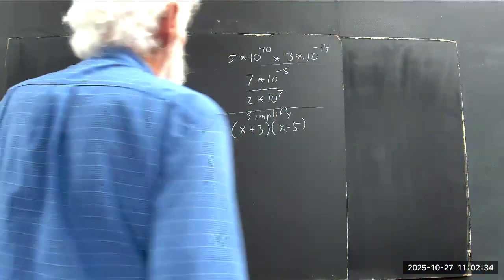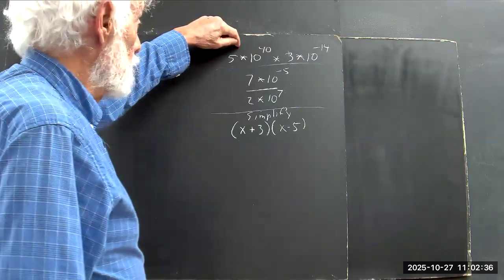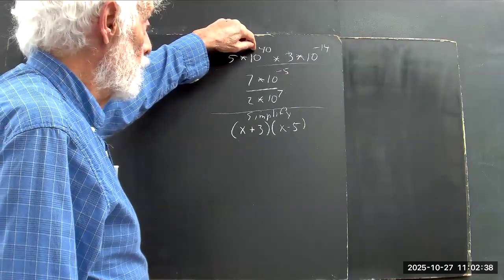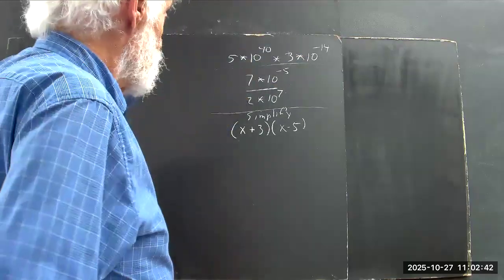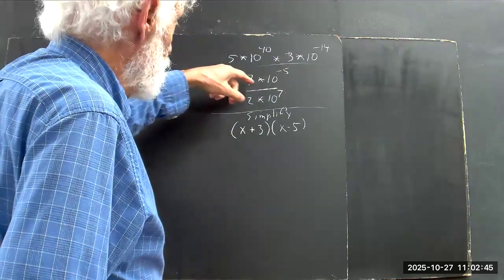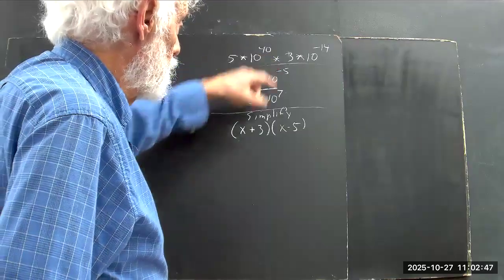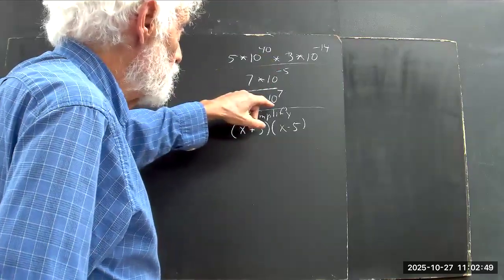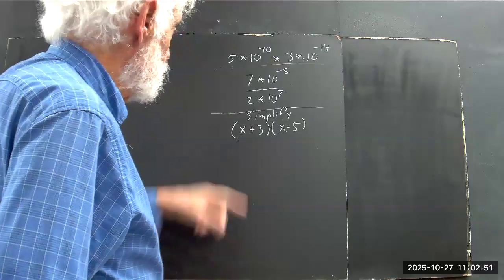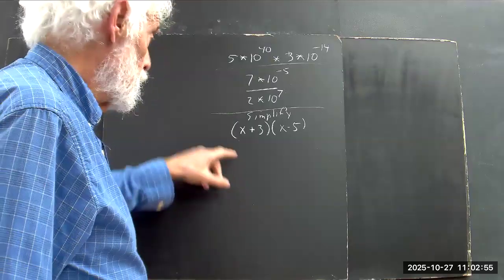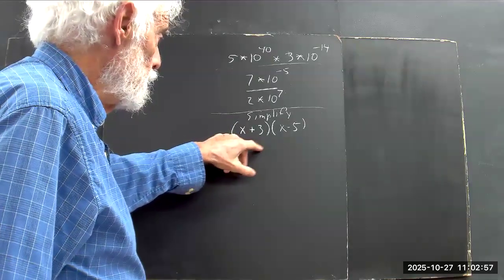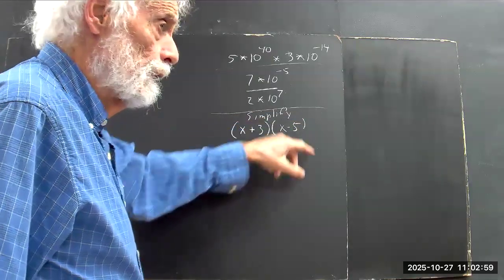Okay, so the quiz is going to be: multiply 5 times 10 to the 40th by 3 times 10 to the negative 14th. Then 7 times 10 to the negative 5th over 2 times 10 to the 7th. That's a division. And then we want to simplify the quantity x plus 3 times the quantity x minus 5.